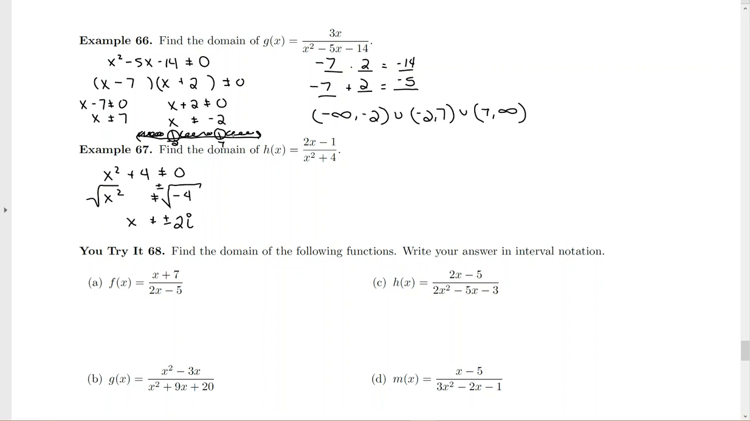And we're looking at a real number line here. So 2i doesn't occur on that number line. So there is no place that we have to skip over. So our domain for this is negative infinity to positive infinity. I could have used any number to plug in there and it wouldn't have made the denominator 0. If you plug in negative 2 down here, negative 2 squared is 4. 4 plus 4 is 8. So that's not going to make it 0. There's no way that you can make that denominator 0.